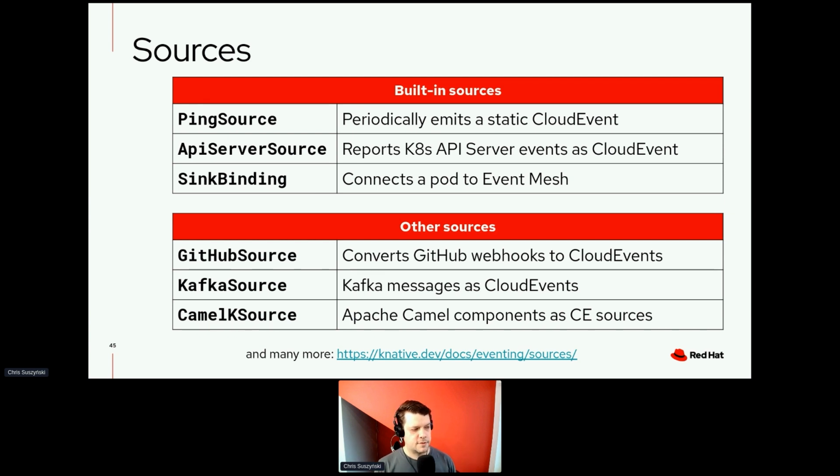A couple of sources, we have some built-in sources like ping source, API server source. Those are maybe only for development purposes, but there's an interesting sink binding source that will actually configure your application so that the application will know where to send the events. So I will showcase that in a second. And there are other sources like GitHub source, Kafka source, CamelK source, and using those we could create sources of our events in this decoupled way.